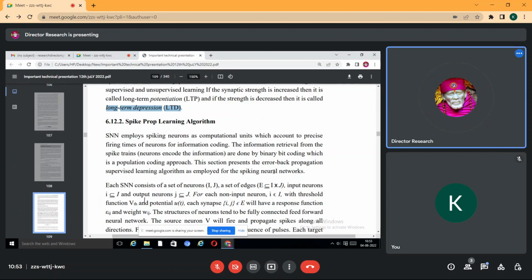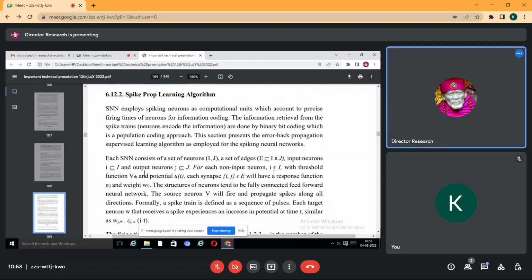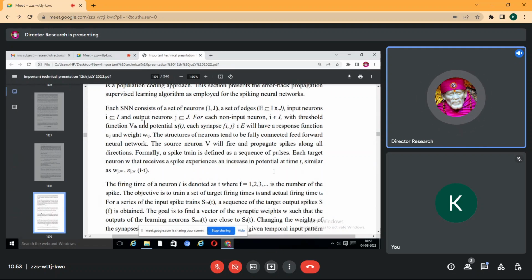This section presents error back propagation, a supervised learning algorithm employed in the spiking neural networks. Each SNN is a set of neurons: input neurons and output neurons. For each non-input neuron there is a threshold function and potential; each synapse has a response function and weight. The structure tends to be a fully connected feed forward network.